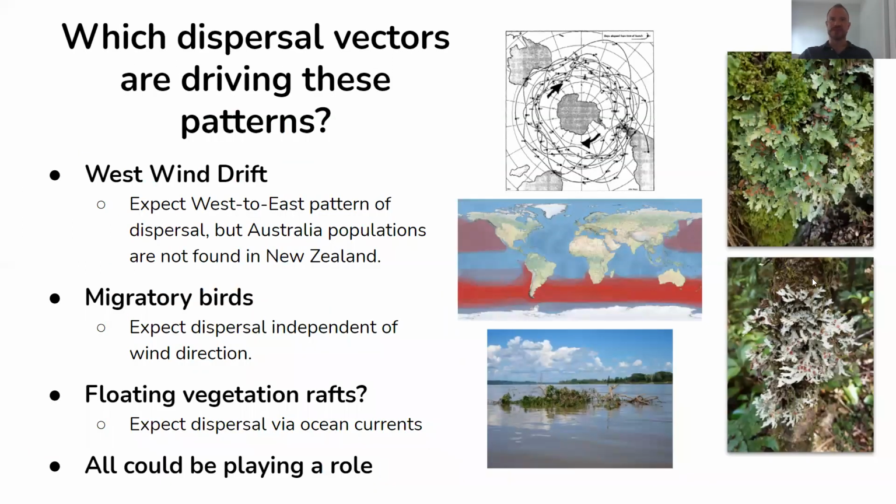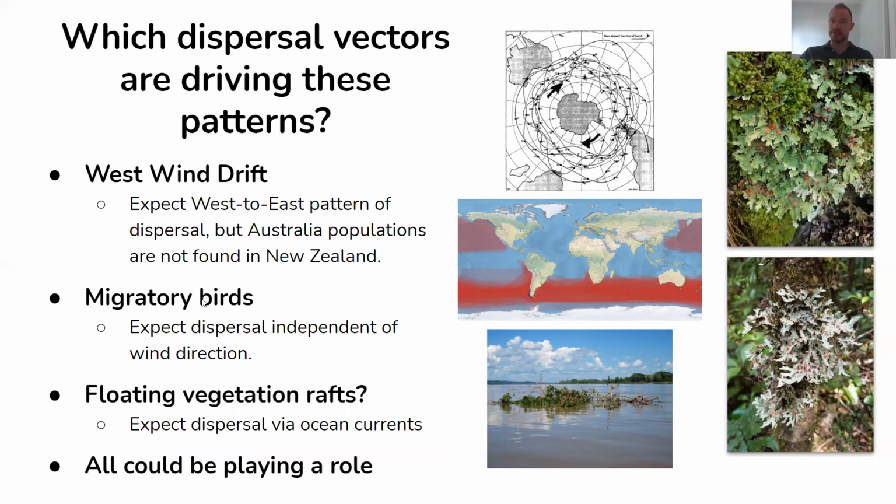Now, which dispersal vectors are driving the pattern? If it's the west wind drift that's primarily doing it, we would expect to see a west to east pattern. So we would expect to see Australian samples in New Zealand, and we'd expect to see Chilean samples in Australia, but we didn't really find that. We found just only out of New Zealand.